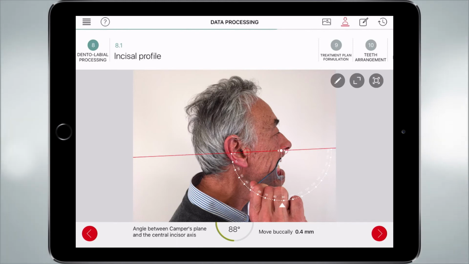In this case, the incisor profile seems to be a little bit more in, you can put it a little bit more out. And if it's written move back 0.4, it means that in this case you can save some tooth preparation thickness of the upper tooth.